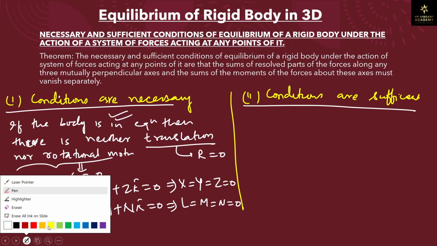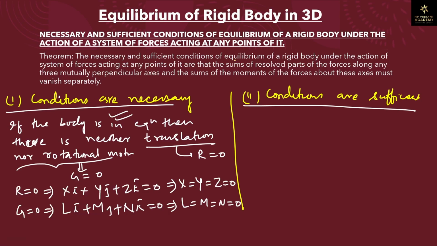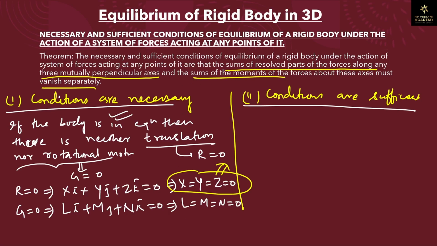Let us write down the statement. The necessary and sufficient conditions of equilibrium of a rigid body under the action of a system of forces acting at any point of it are that the sum of resolved parts of the forces along three mutually perpendicular axes vanish separately, so this is equal to 0. Secondly, the sum of moments of the forces along OX, OY and OZ are also vanishing separately. Okay, so the first part we have proved.